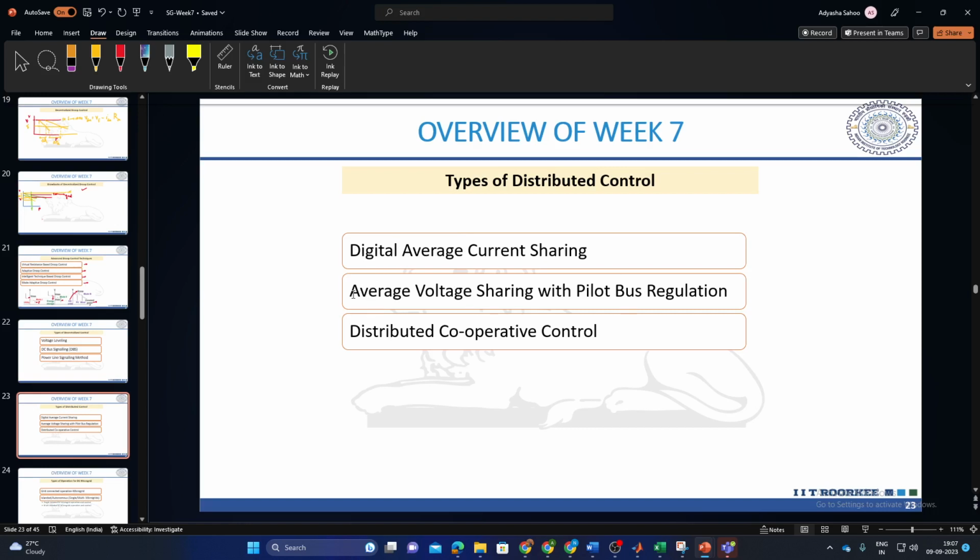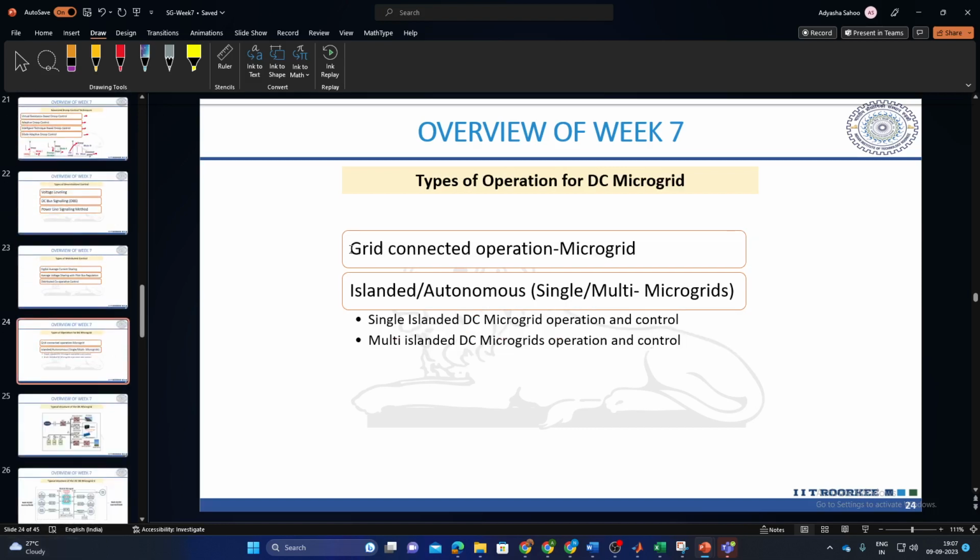Then we had different types of distributed control. Basically, distributed control means, as I taught you, they speak peer to peer. These methods differ upon which type of data they are sharing. If they are sharing the information of average current, as in the first method, among each microgrid, that is why this is known as the digital average current sharing method. Similarly, if they are sharing the voltage, then this is the average voltage sharing method.